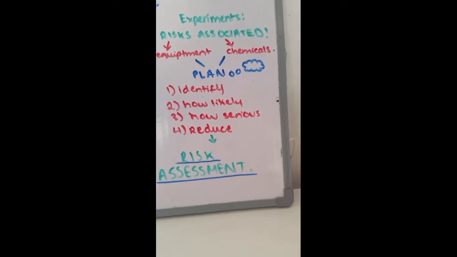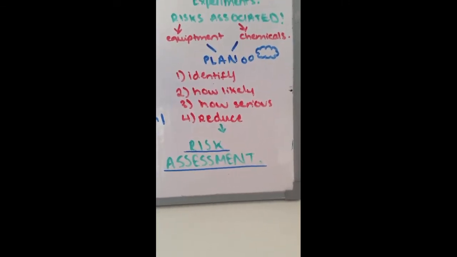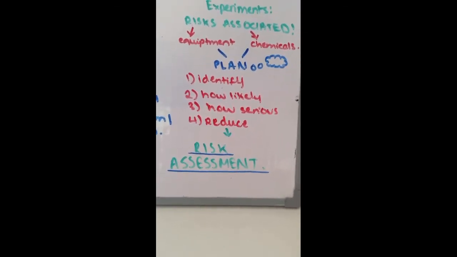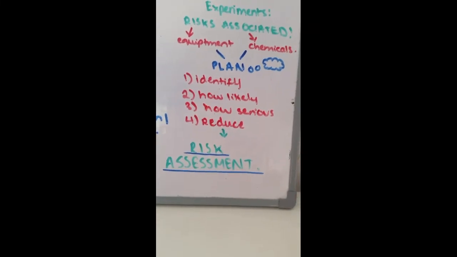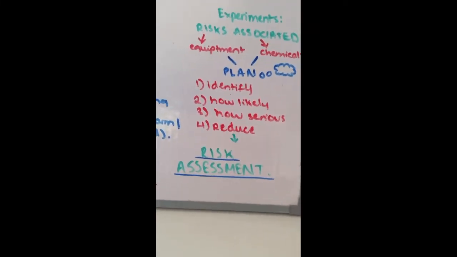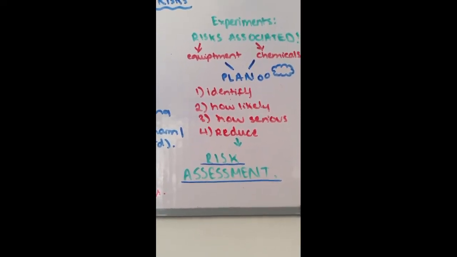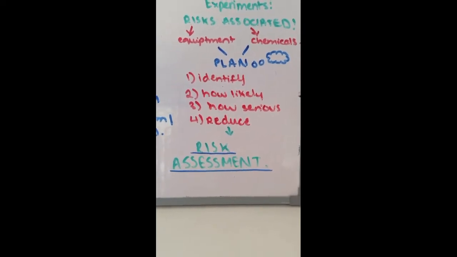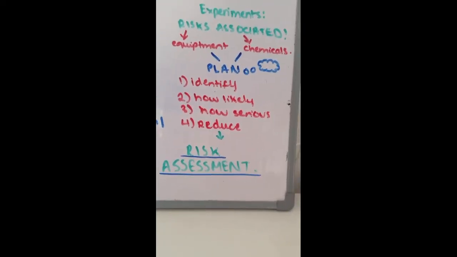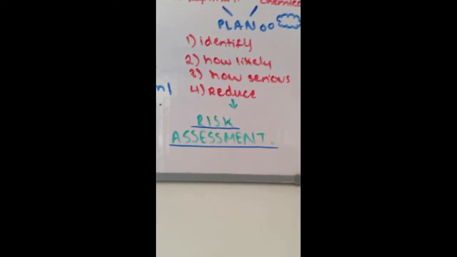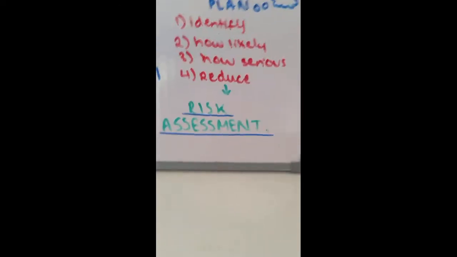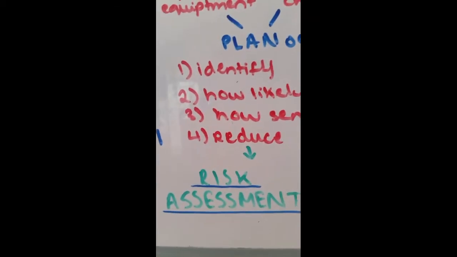This is why you need to plan your experiment. How do you plan your experiment? You need to identify certain hazards. You need to identify how likely it is these hazards will cause harm, so the risk of them, how serious the harm or damage could be, and finally, how you would reduce these hazards. All 4 of these elements together make something called your risk assessment. So a risk assessment involves these 4 factors.